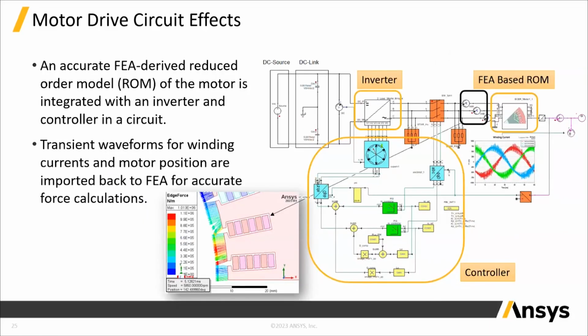So to include the effects of the circuit on the motor, a circuit schematic first needs to be created in Simplorer, and an FEA-based reduced order model can be derived from Maxwell to capture the fidelity of the magnetics to use with the rest of the circuit.